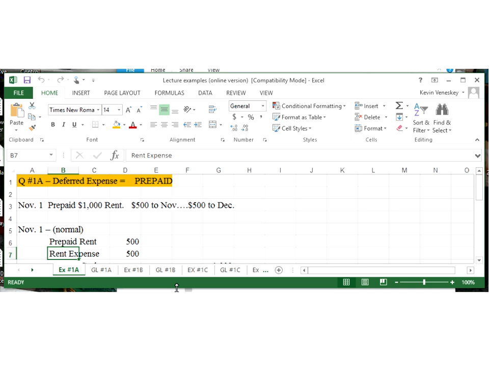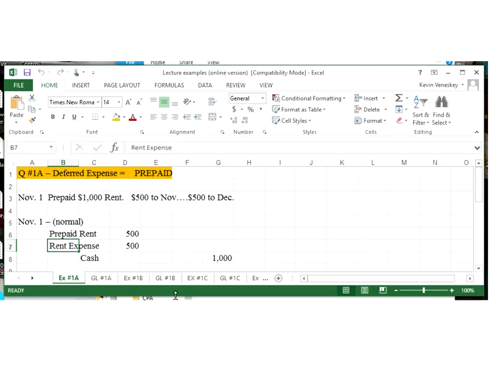And then you ask the credit question. The debit question is, what did the business get? The credit question is, how did the business get it? In that case, what did the business do to get prepaid rent and rent right now? We paid money, $1,000.